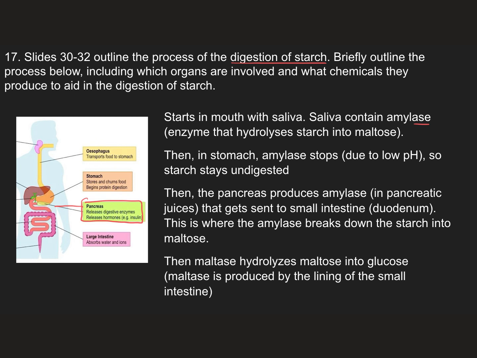Now, maltose, anything that ends in OSE, is a sugar. So then another enzyme comes through. It's called maltase, and that hydrolyzes the maltose into glucose. So starch eventually gets broken all the way down into glucose. And just so you know, maltase is produced by the lining of the small intestine. I would be familiar with this picture about where the pancreas is, and that the pancreas is responsible for creating that amylase, or most of the amylase that's used in the process.